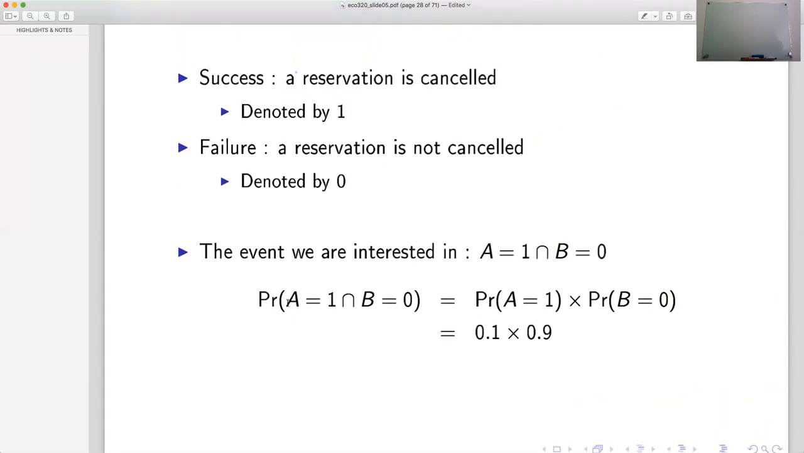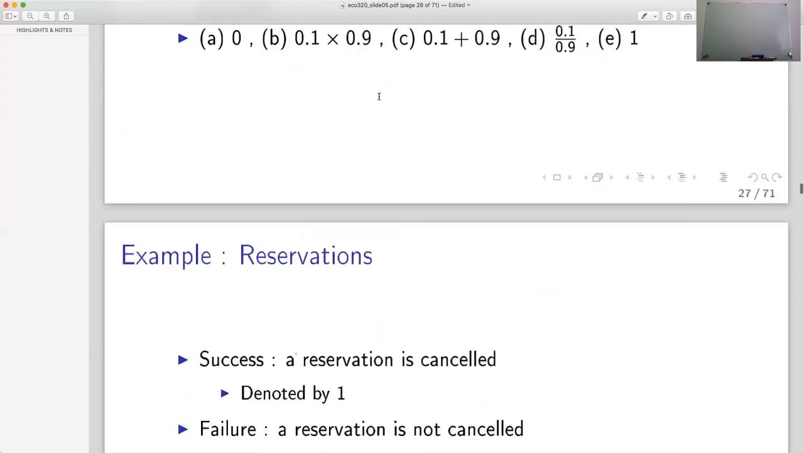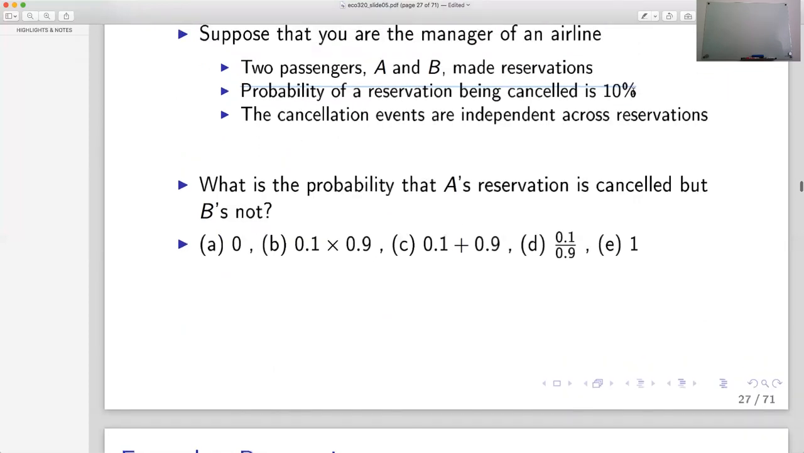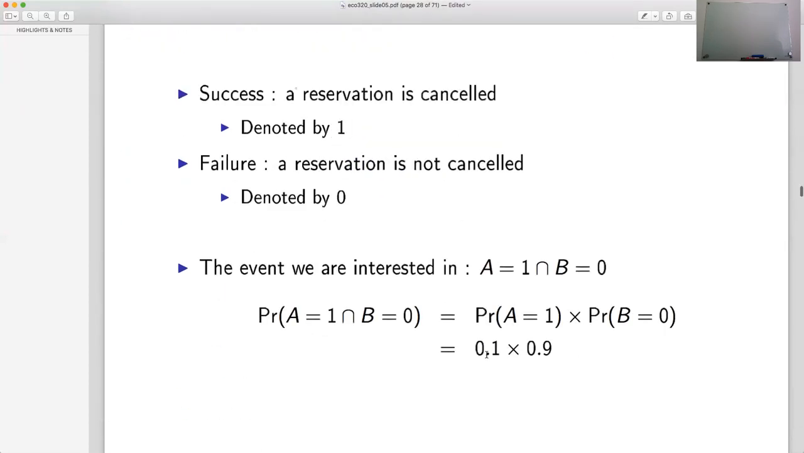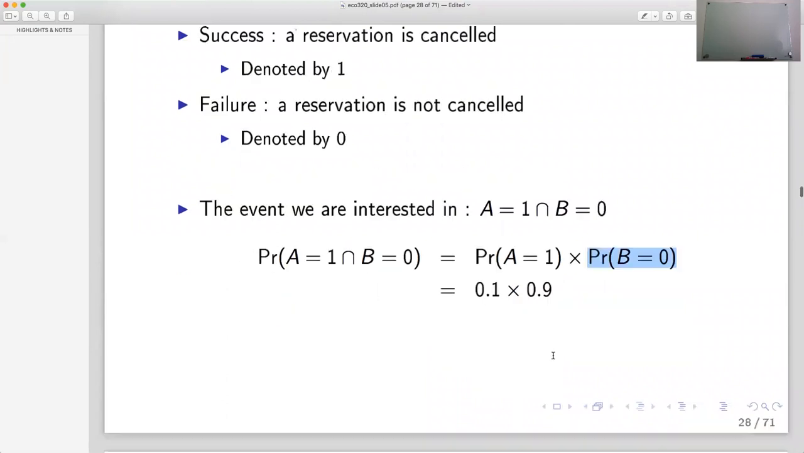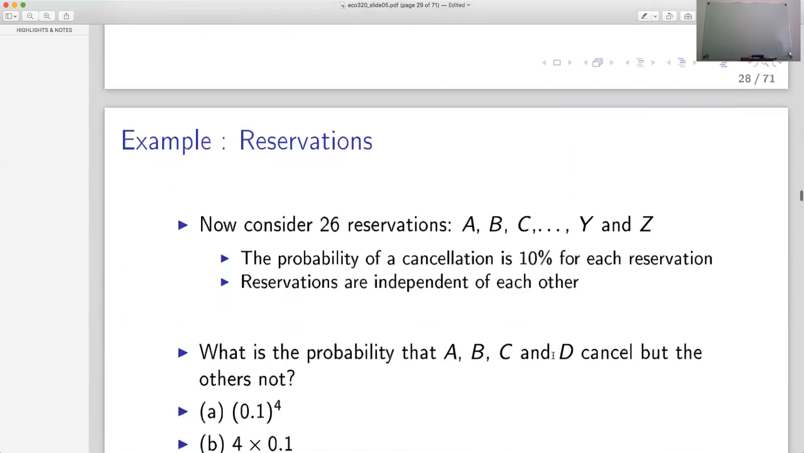So the probability of A equals 1 means the reservation is canceled, and B equals 0 is just the multiplication of those. The probability of A equals 1, reservation is canceled, was 10%, so it's 0.1, times the probability of B equals 0, which is 0.9. So the multiplication of these would be the probability you are looking for.